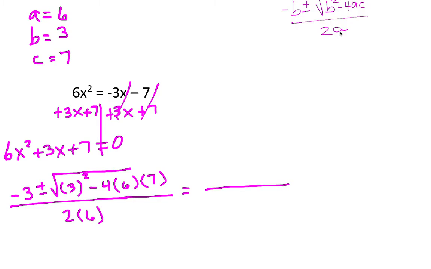All right, from here, what I'm going to do is simplify. So I have -3 plus or minus a radical. And I'm going to simplify only the inside of the radical. So I'm going to type this right here into the calculator. So I'm typing in parentheses 3, close parentheses squared, subtract 4 times 6 times 7. Okay, inside of the radical, I get negative 159. Okay, simplify the denominator. 2 times 6 is 12.